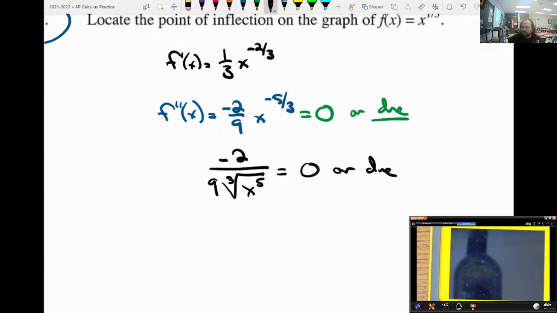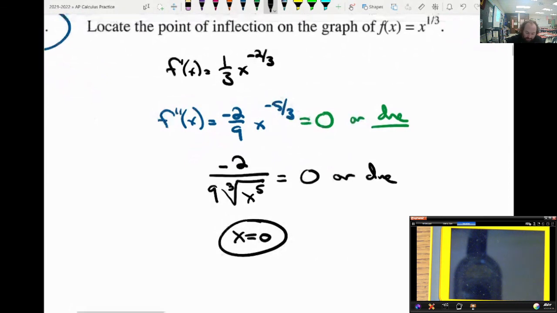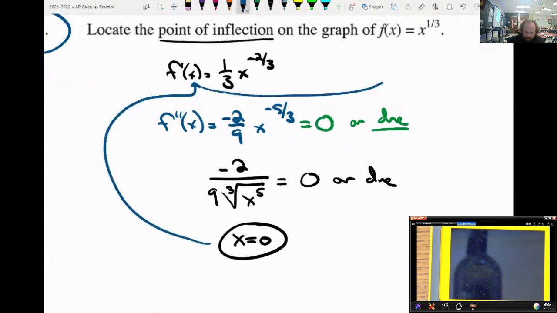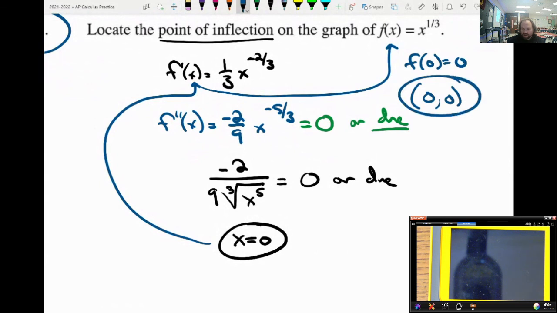Because if x is 0, then the whole function becomes 0. And I think that's got to be it. X equals 0 has to be the spot right there. I think that's got to be the point of inflection. Yeah. And of course, the point itself, if you take x equals 0 and plug it back into the original function, sorry, whoops, that's the derivative up here. 0 to the 1/3 power is also 0. F of 0 equals 0. So the actual point would be at 0, 0. That's a pretty easy question to answer.